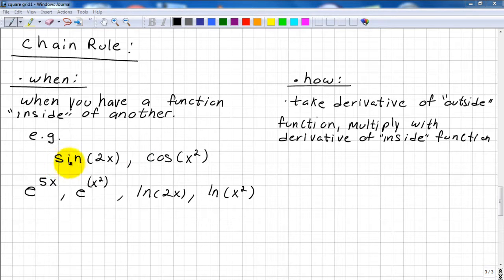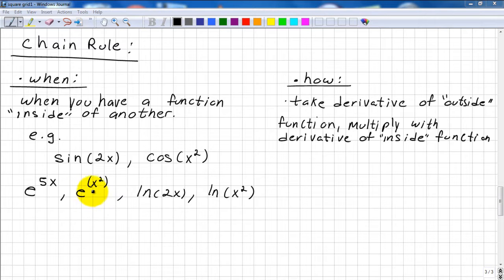So here we have the sine of 2x, and what we would say is that the 2x is inside of the sine function. So the sine function would be the outside function, the 2x would be the inside function. We can also have something like the cosine of x squared, where the x squared would be the inside function, the cosine would be the outside function. Other typical examples, e to the 5x. 5x would be the inside function, and e to some power would be the outside function.